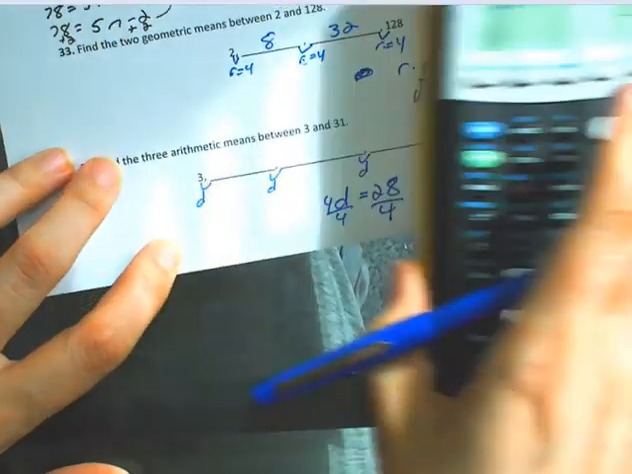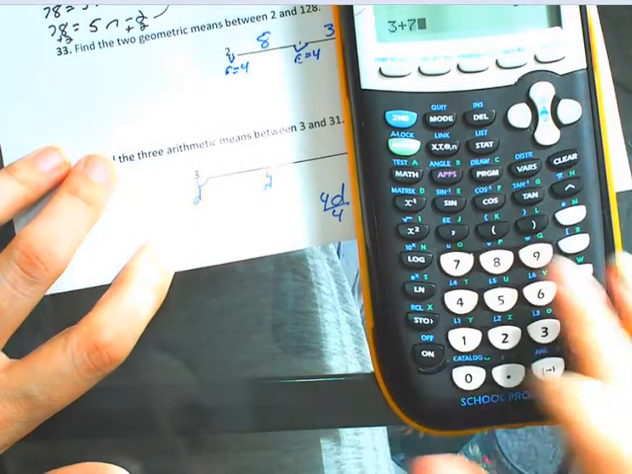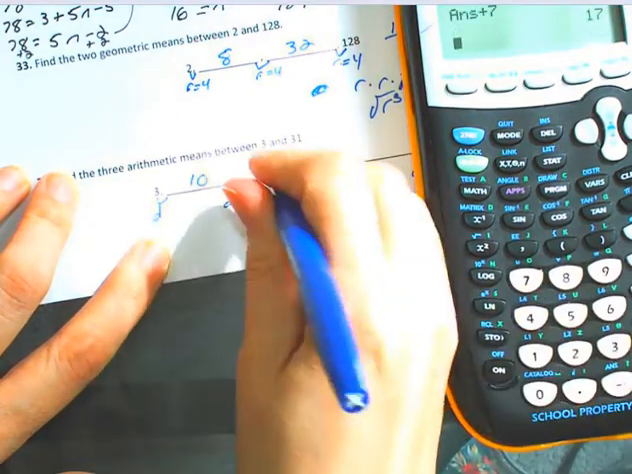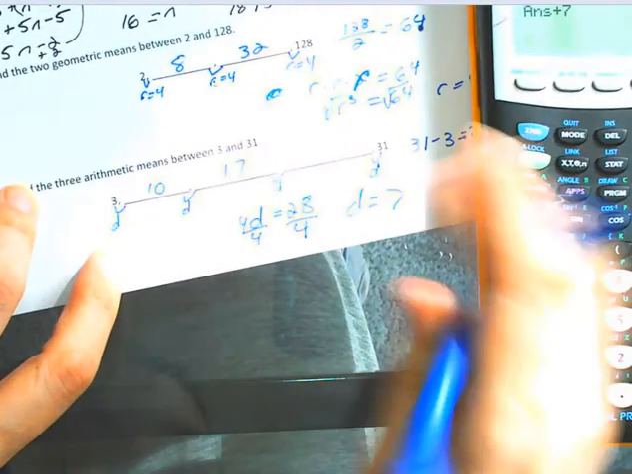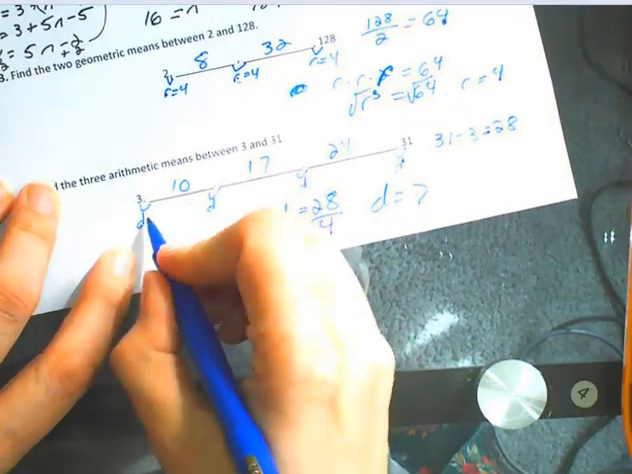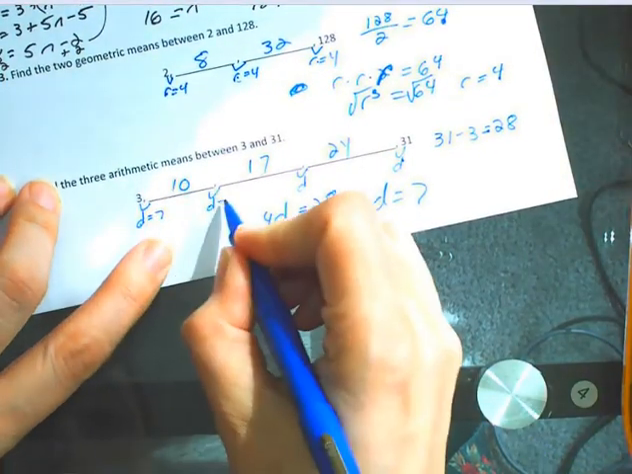So 3 plus 7 is 10. Plus 7 is 17. Plus 7 is 24. Plus 7 is 31. So I'm adding 7 every time.